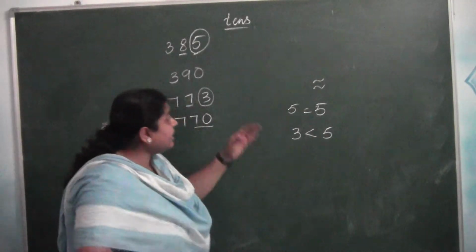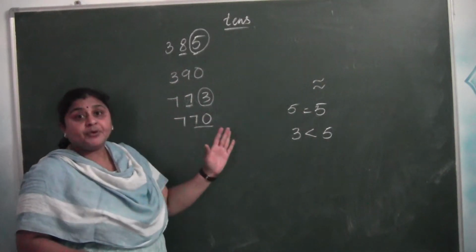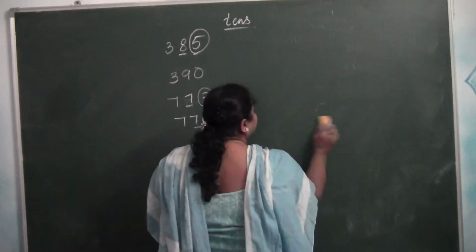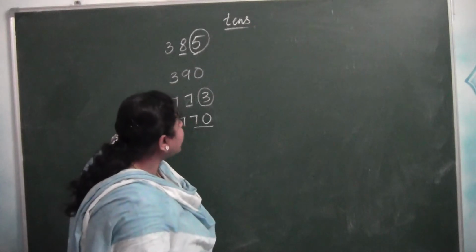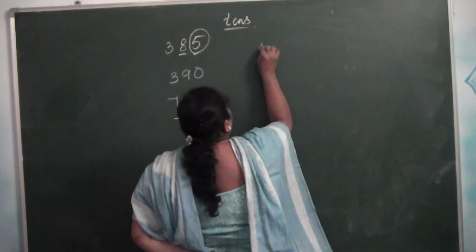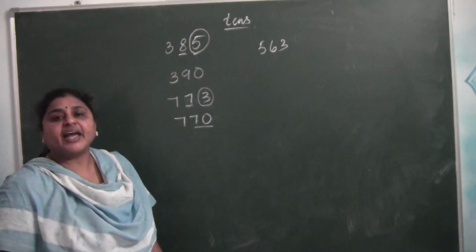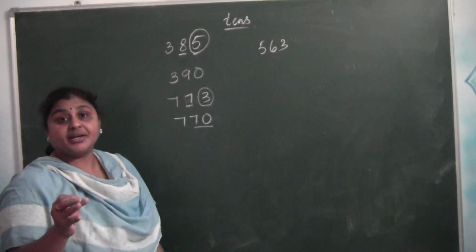What is that? Basically we follow this. The main procedure is like comparing with the 5, or else the shortcut method, what I can say. Now suppose I have to convert 563 to nearest tens. Okay, so 563 to nearest 10.